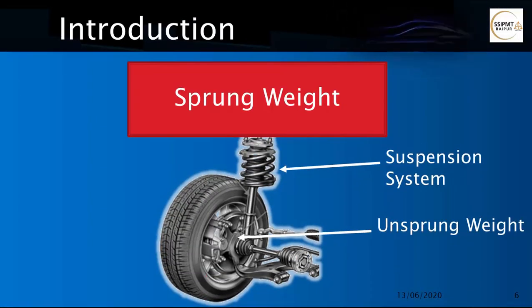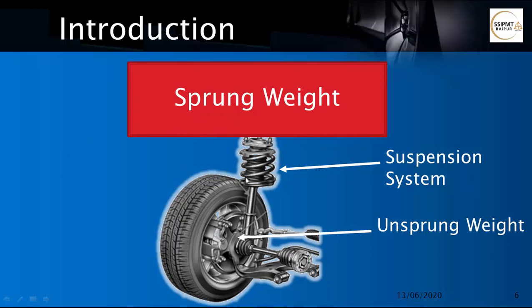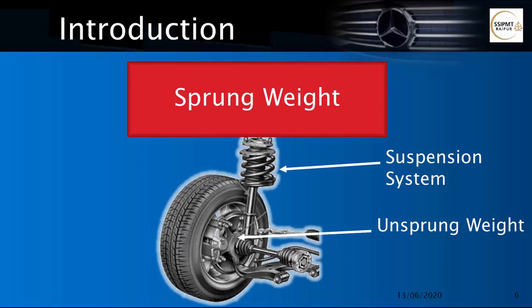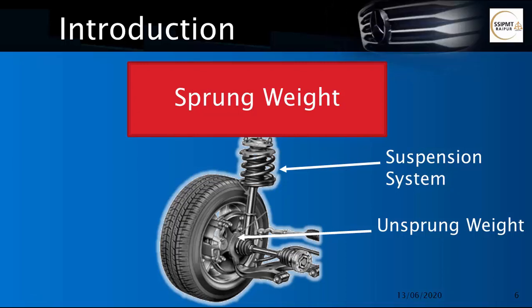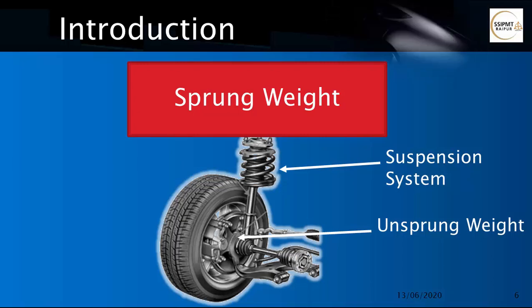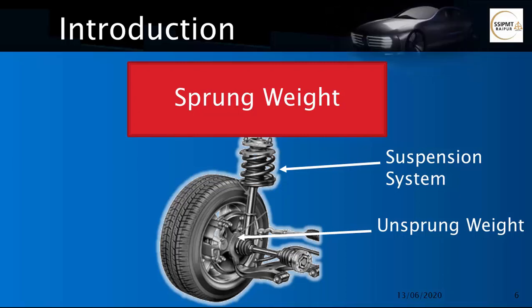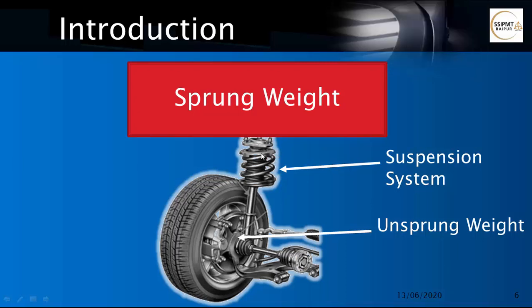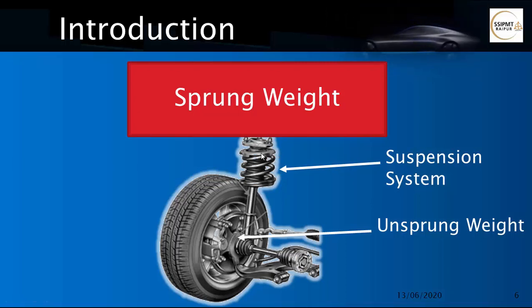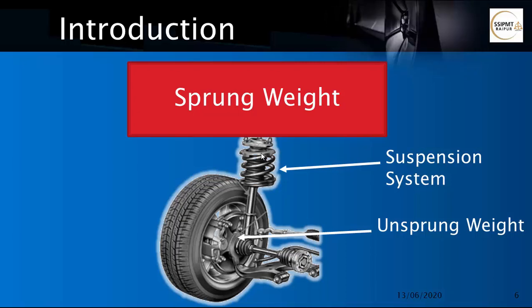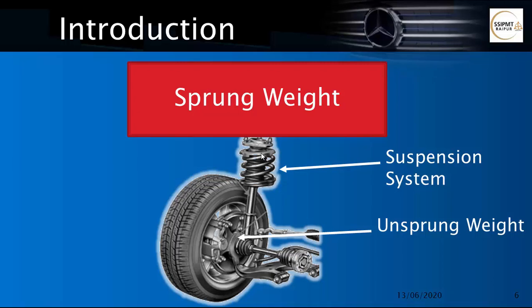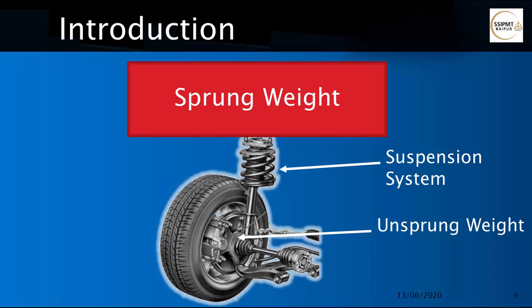Let's see what is sprung weight and what is unsprung weight. You can see here, anything above the suspension system is known as sprung weight, and anything below the suspension system is known as unsprung weight. So here the tire and wheel are unsprung weight and the vehicle body is known as sprung weight, and this is the suspension system, right? So it is the combination of sprung weight, suspension system and unsprung weight. So this is the system where the suspension system works, right?